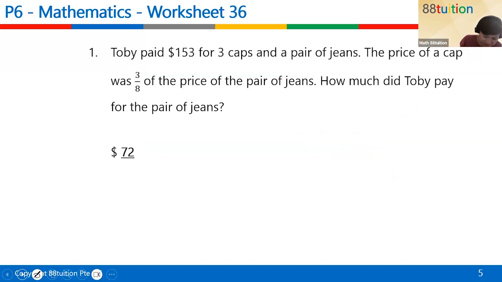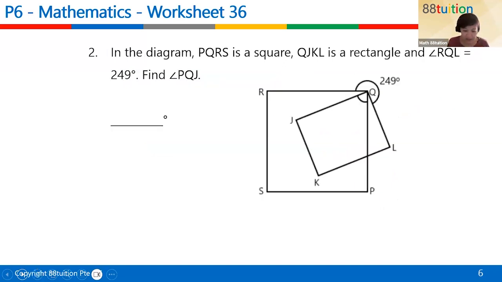Okay, question number 2. In the diagram, PQRS is a square. So PQRS is a square. Then what I have here is 249. So he wanted to find PQJ. Where's PQJ? So this is the one he's asking for, right?